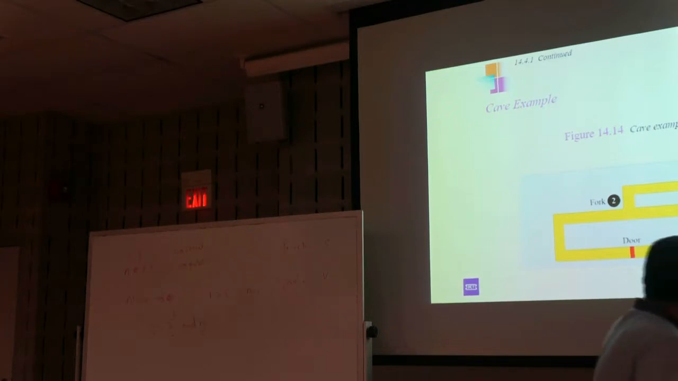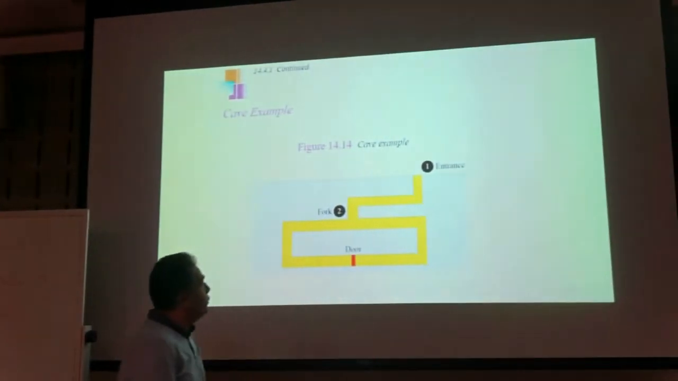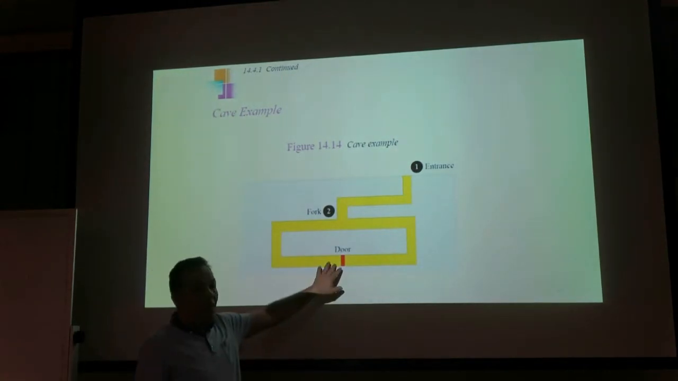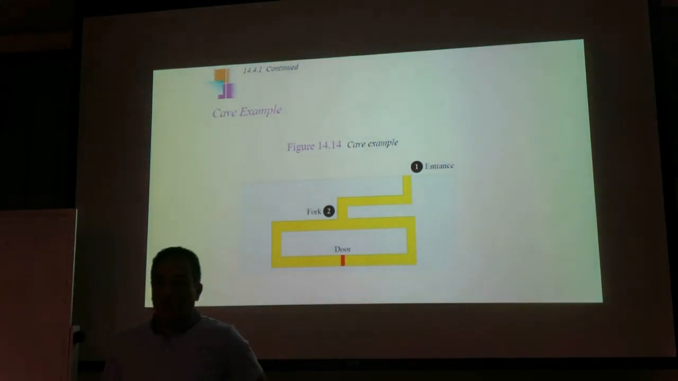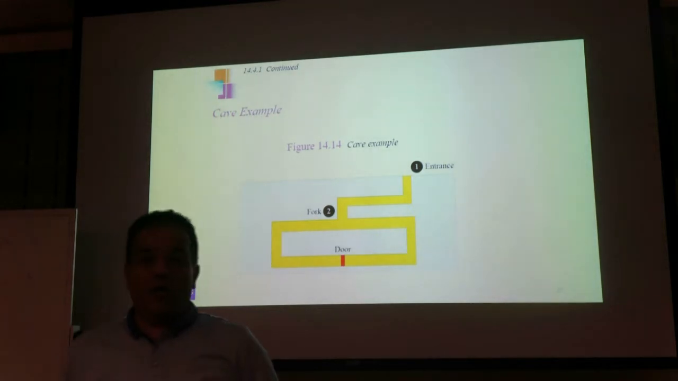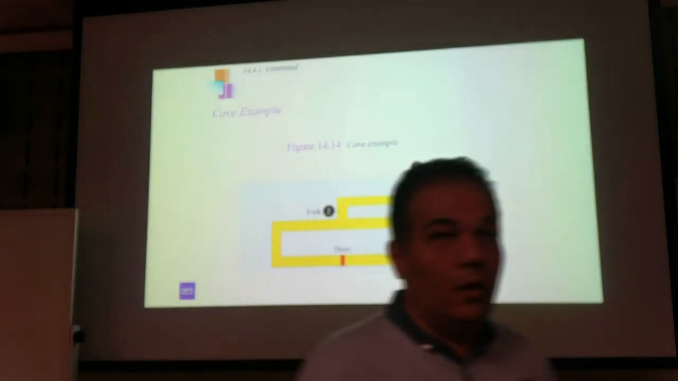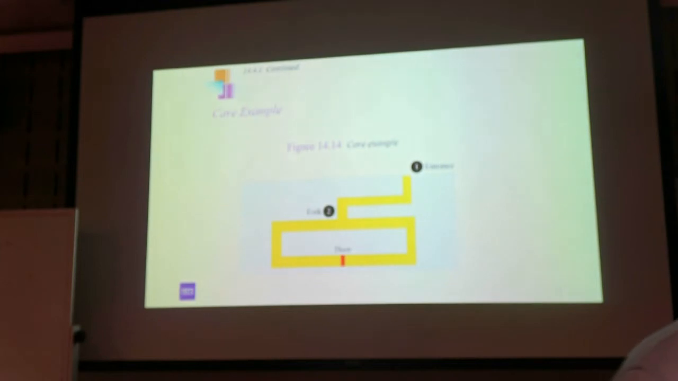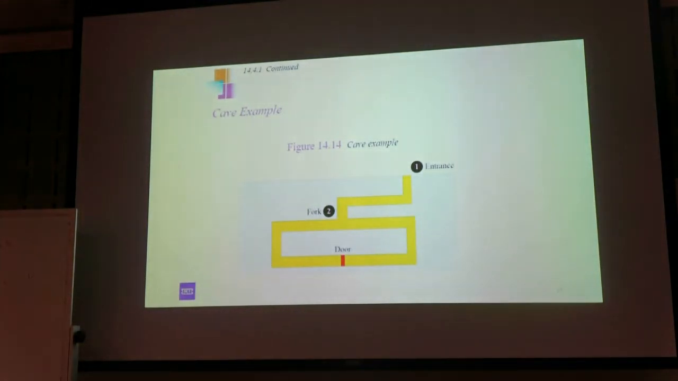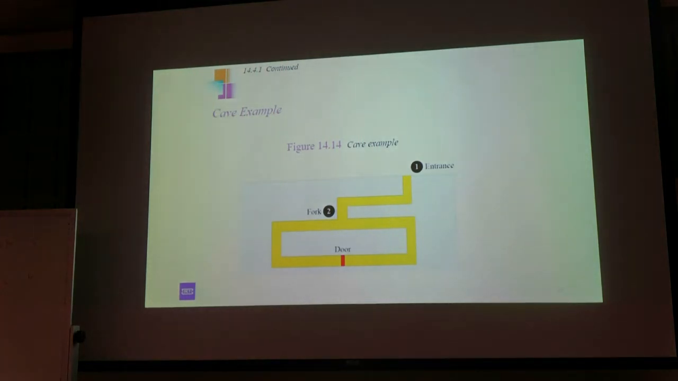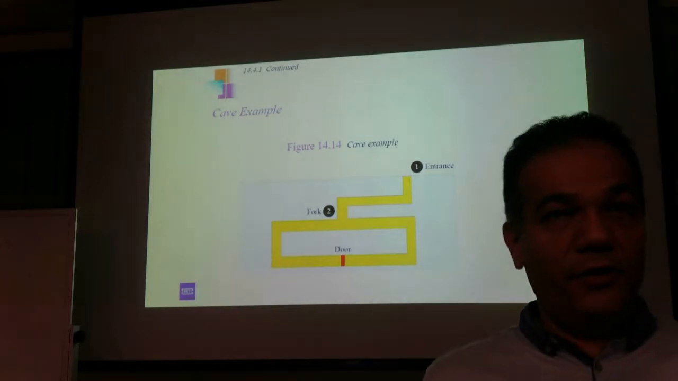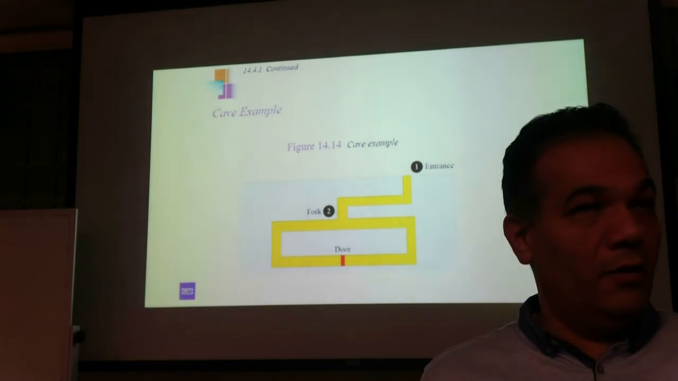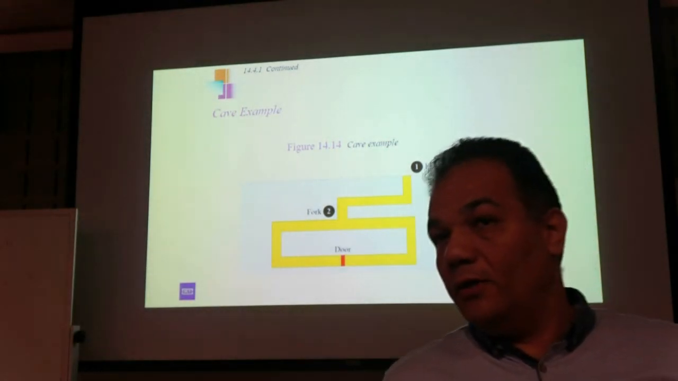Alright, so think about this scenario. You have the entrance, then you have the fork, and you have the door, right? So who is the verifier? Bob. Who is the claimant? Alice, right? How can Bob trust Alice if Alice has the secret code? You agree?